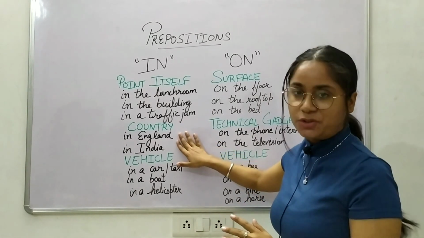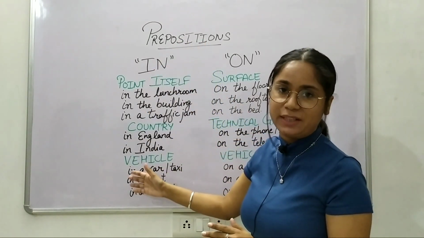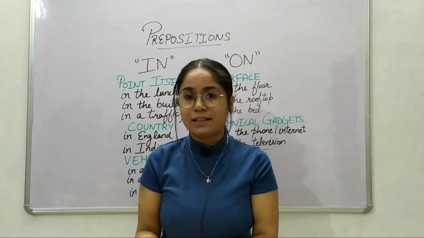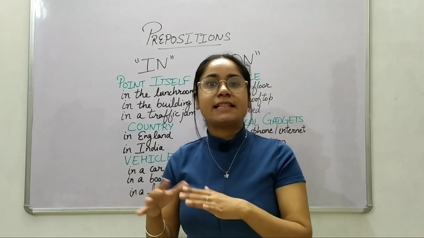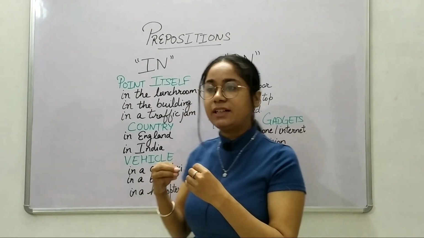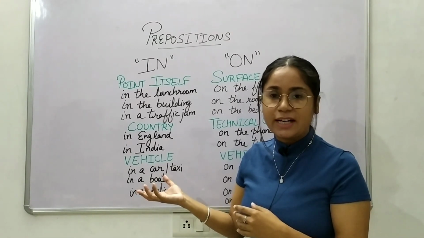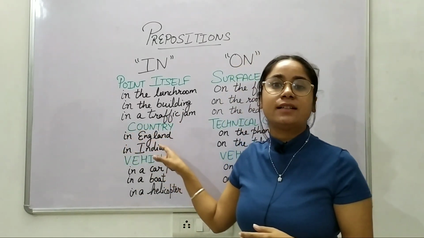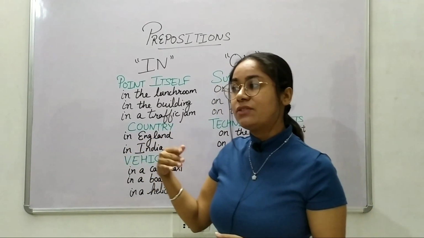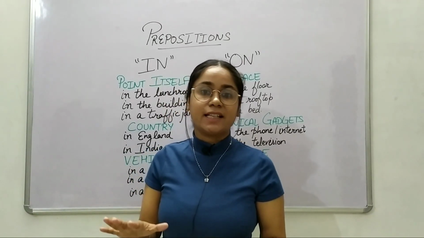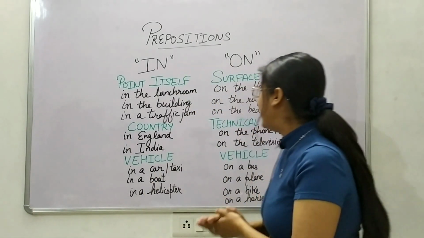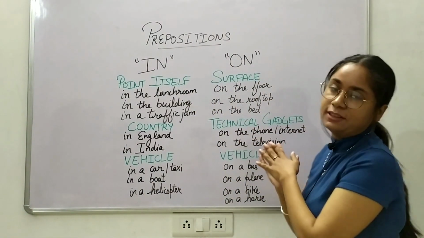Then is country. That means we are going to get back to in. We use in to specify a country. As I told you earlier, we use in for the things that have a particular area, space or volume. So anyone can live inside a country, right? That's why we use in with a country. In England, in India, in the United States of America, in Nigeria. It's all up to you. Any country you want to say, okay? But we do not use on for the country.